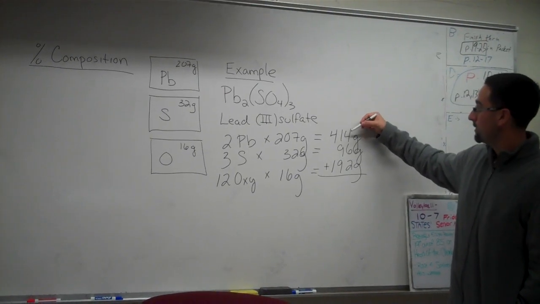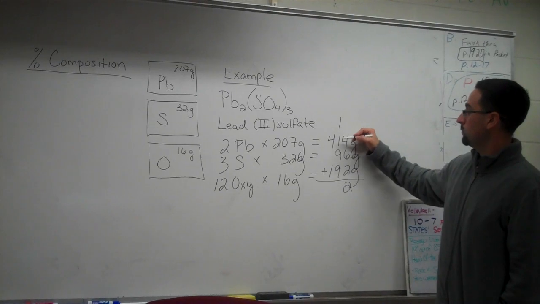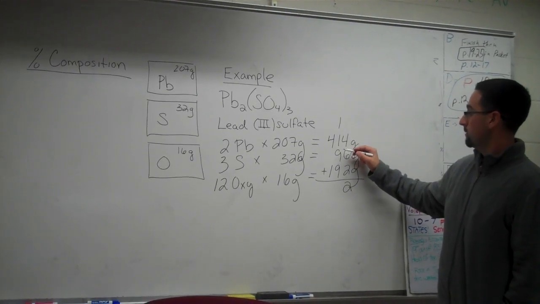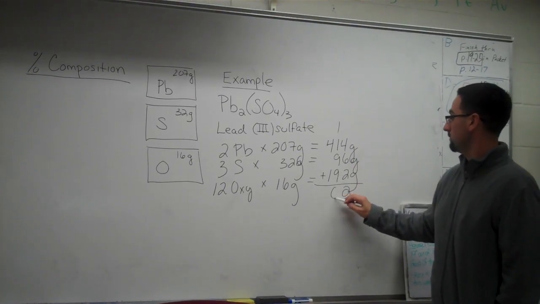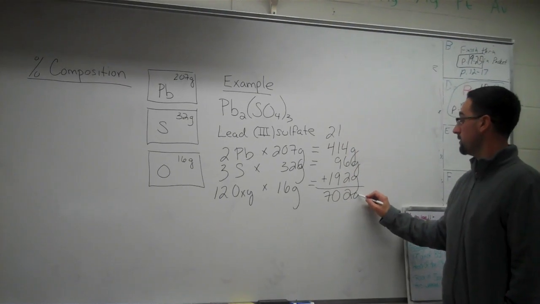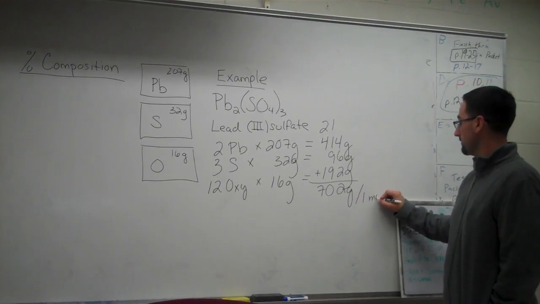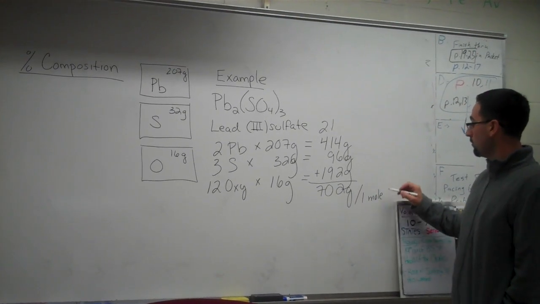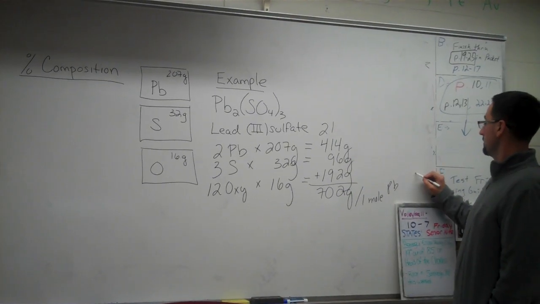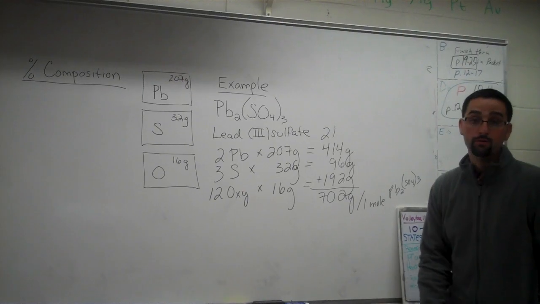Alright. So we add up the masses. We have 4 plus 6 is 10, plus 2 is 12. 1 is 2, plus 18 is going to be 20. 2 and 4 is 6, plus 7. So we have 702 grams per mole. Is that right? I'm not sure. Looks right to me. Alright, so 1 mole of lead 3 sulfate is 702 grams.